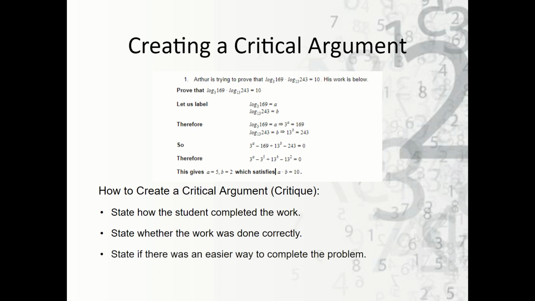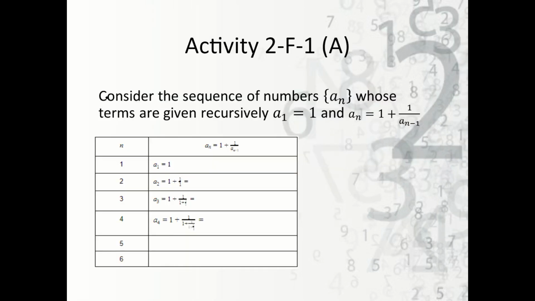Next thing is state if there's an easier way. So as we look through this, was there a way that Arthur did things that he could have done even easier? So for today's assignment, you're going to be creating an argument to determine whether Arthur and other people did things in the most efficient way, and did they do things correctly. Now let's take a look at part A of your activity for today.